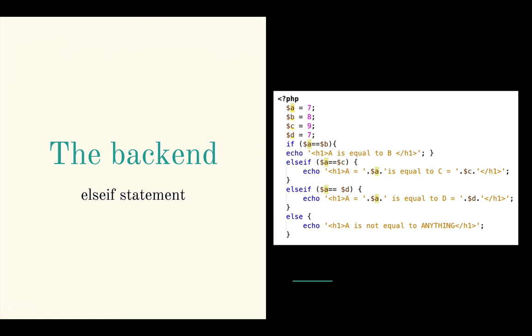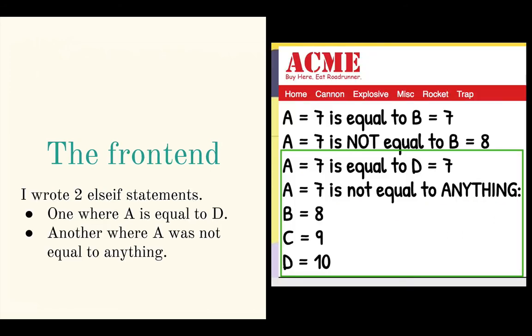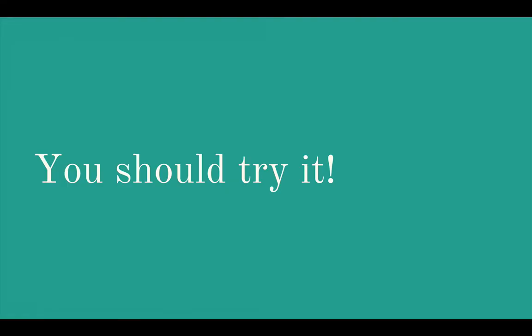All right, so on the back end, this is an example of what the code looks like in my working example. You can see these else if statements here, and then an else at the end. And then on the front end, you can see it here. So I'd written two else if statements, one where A is equal to D and another one where A was not equal to anything. But I also output what the other variables were equal to.